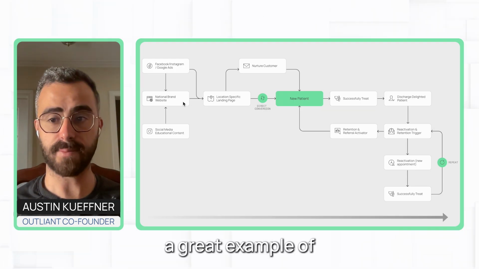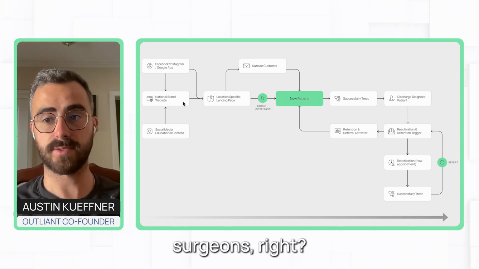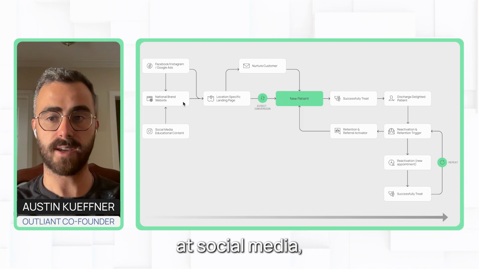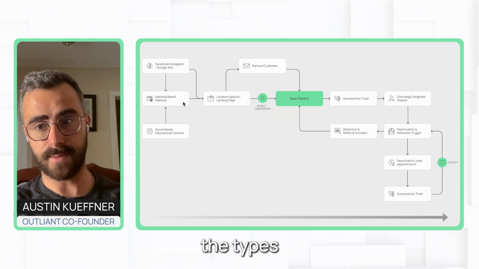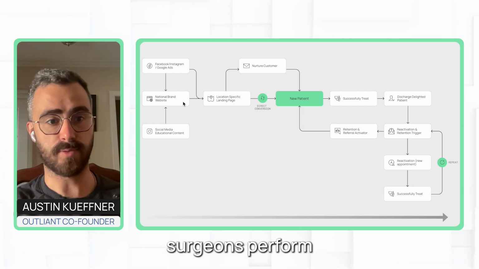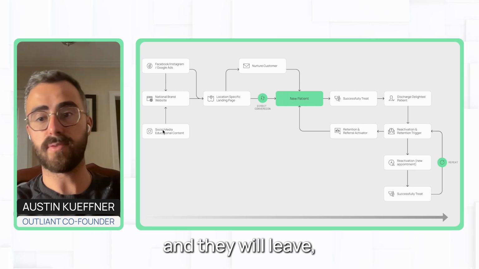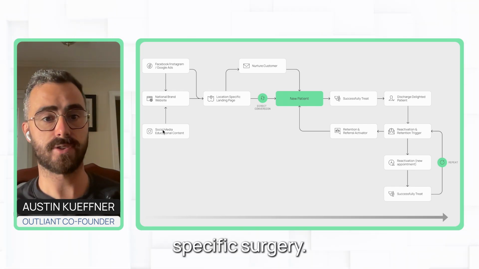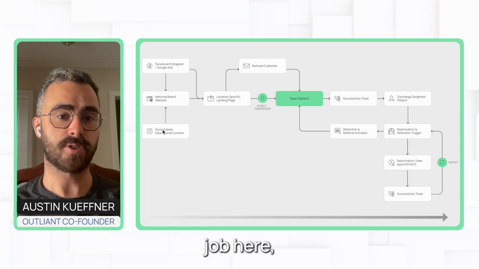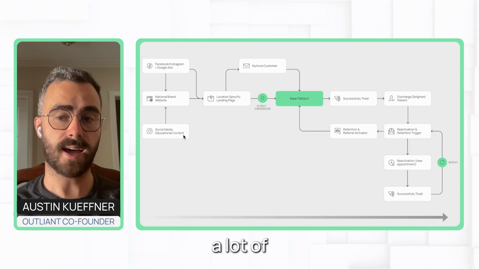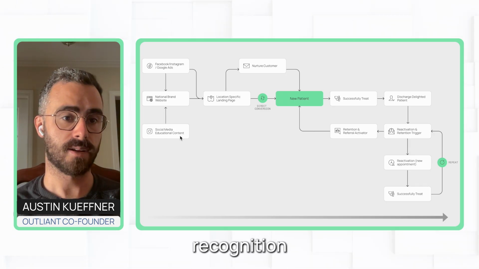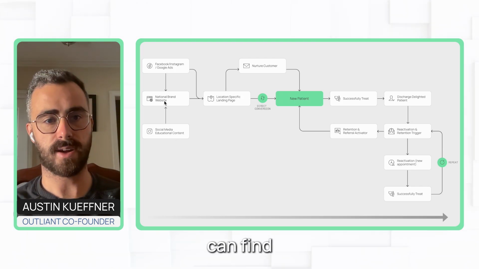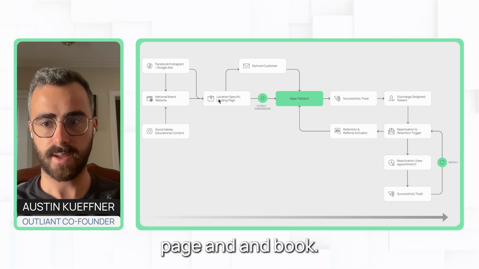A great example of this is plastic surgeons, right? Plastic surgeons are generally very good at social media, and people will see the types of treatments that certain plastic surgeons perform, and they will leave their hometown in Kansas City to go to Miami to get this specific surgery, right? So if you do a good enough job here, you can get a lot of free brand recognition and bring people to your national brand website, who then can find your location specific landing page and book, right?